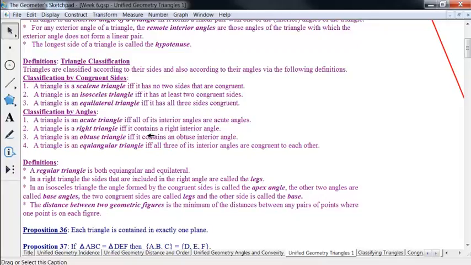The distance between two geometric figures in general is the minimum of all the distances between any pairs of points when one point is on each figure. So if I want to find, for example, the distance between this point and this line, then I'm looking for the minimum of the lengths of all these possible line segments here, and whichever one of those is the shortest, then the length of that will be the distance between that point and that line.